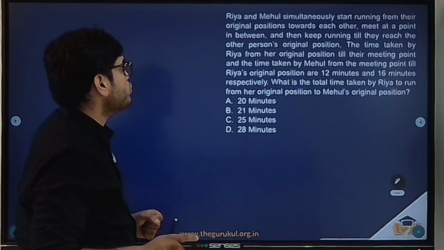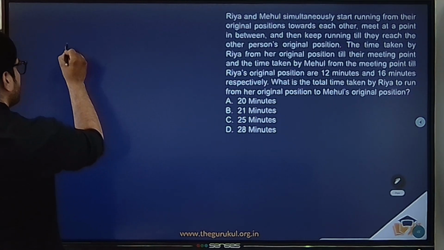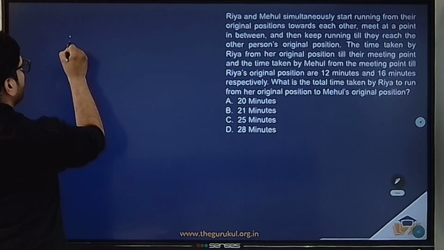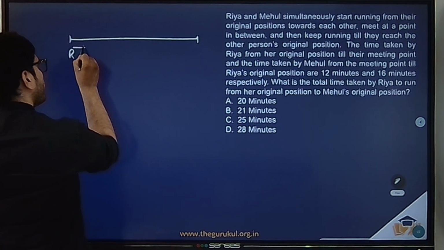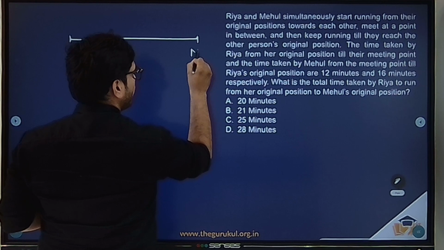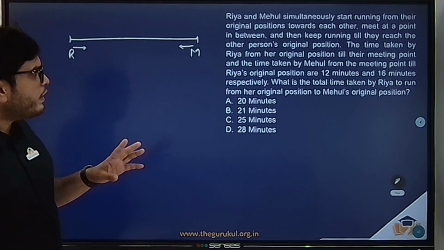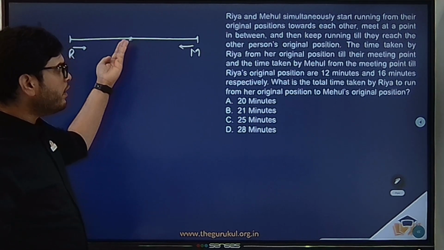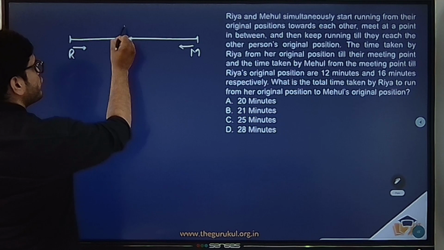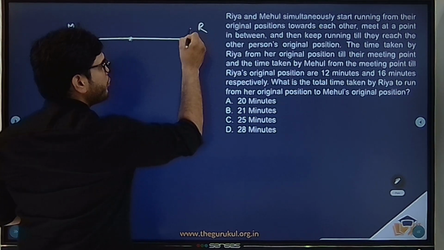Now coming to the third question. Ria and Mehul simultaneously start running from their original positions towards each other. So let me consider Ria here and Mehul here running towards each other, meet at a point somewhere in between, and they keep running till they reach the other person's original position. So till M reaches here and till R reaches here.